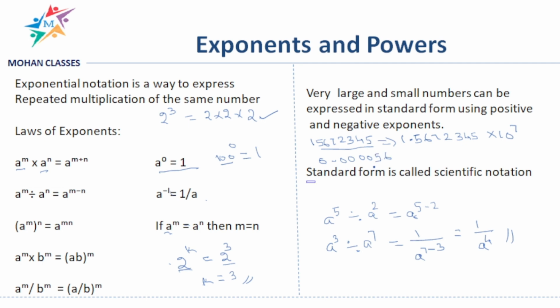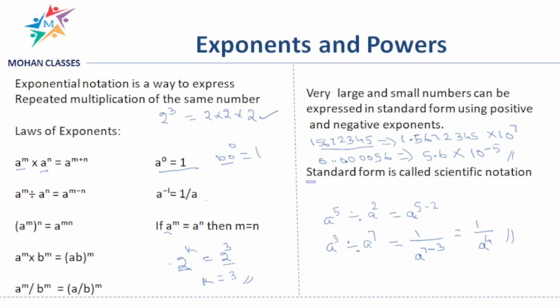0.00056. So this we have to represent. It is a very small number, right? 0.00056. So how we will represent this? 5.6 multiplied with 10 to the power of minus 5, since we are moving 1, 2, 3, 4, 5 decimal places. So 10 to the power of minus 5 we have to write.